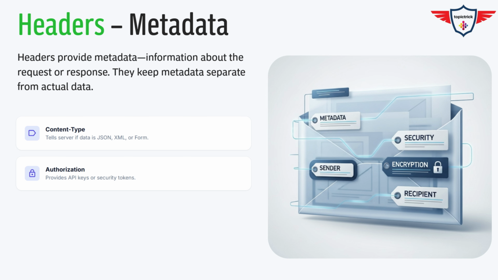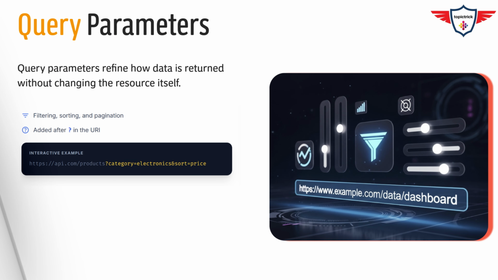Instead of mixing metadata into the main data, headers handle things like authentication, caching, and content negotiation in a clean and standardized way. Next are query parameters. Query parameters are added to the end of a URI and are typically used to filter, sort, or paginate results. For example, you might request /users?page=2 to get the second page of users, or /products?category=electronics to filter products by category.